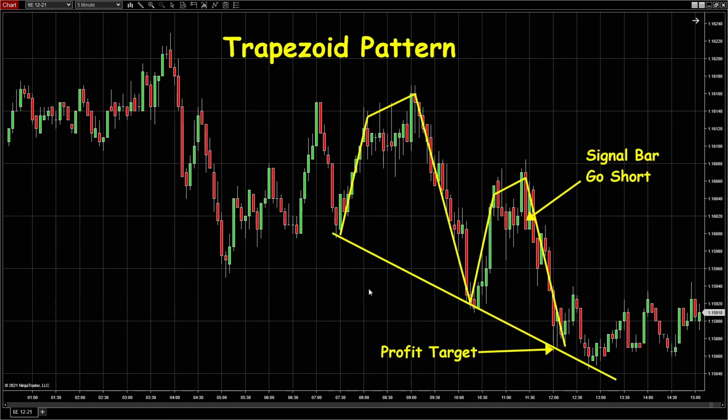This is the chart for 6E. First, there's a trapezoid because there's a consolidation at the top, and then it goes down. So we can draw a trend line here. And then the second trapezoid here, there's a first push and second push. So there's a consolidation. And then we are waiting for a very good sell signal bar. This one, this bear bar, is a very good signal bar. So we can trade down. And then the profit target is at a trend line here.